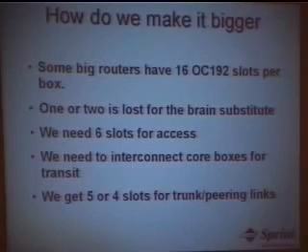So this is where we kind of are today, and then I scratch my head and say, how do I make the network bigger? Because we have this nasty thing called customers that we have to deal with. If we didn't have customers, life would be good.